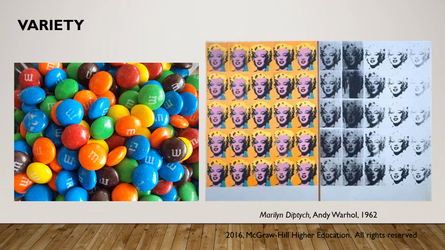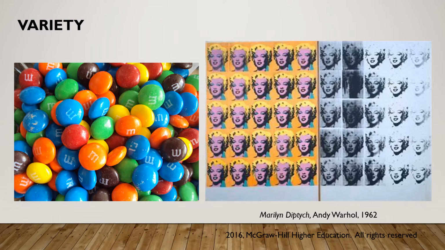If this were an image of nothing but brown M&Ms, it would be boring. And so even though the shapes are all the same, we have different colors. They're not all facing front, like laying down. They're facing different directions. So that creates some variety there.